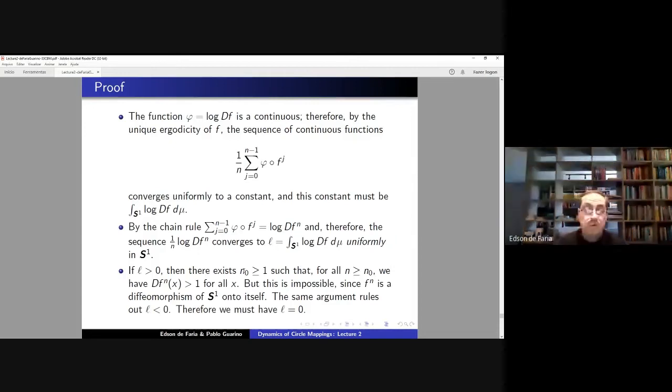Because now you would have dfn less than 1 for all x. So L must be equal to 0. So the integral of the logarithm of df is 0, and since it's the limit of the Birkhoff averages everywhere, this limit must be 0 also everywhere. So this proves the theorem.